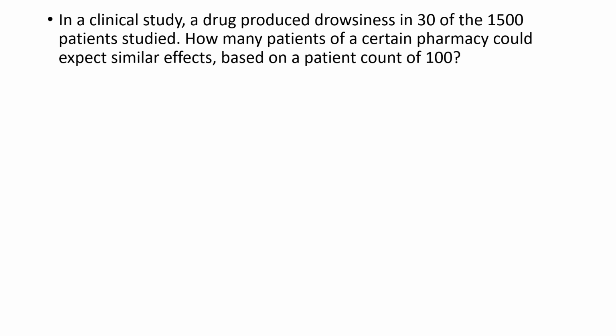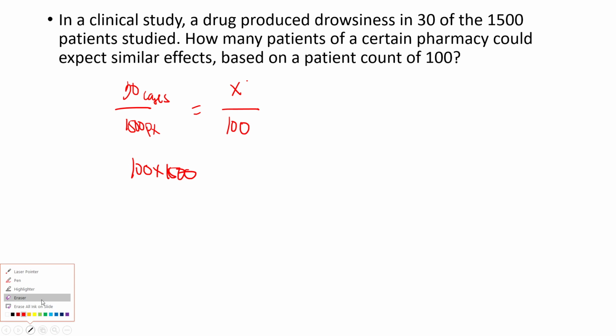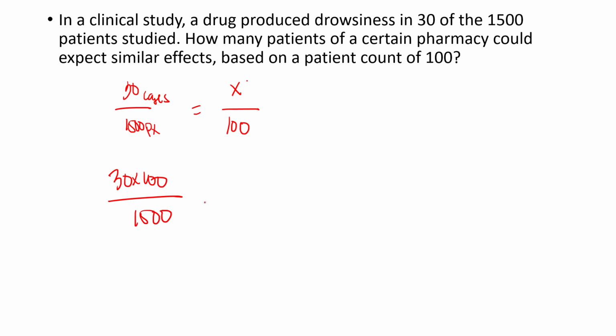So in a clinical study, a drug produced drowsiness in 30 of the 1,500 patients studied. How many patients of a certain pharmacy could expect similar effects based on a patient count of 100? So the rate is 30 is to 1,500 patients, 30 cases per 1,500 cases. So how much are we expecting if we have a patient count of 100? Simply rearrange the equation again. Sorry, this one is wrong. 30 times 100 over 1,500 equals x. You'll get an answer of 2.